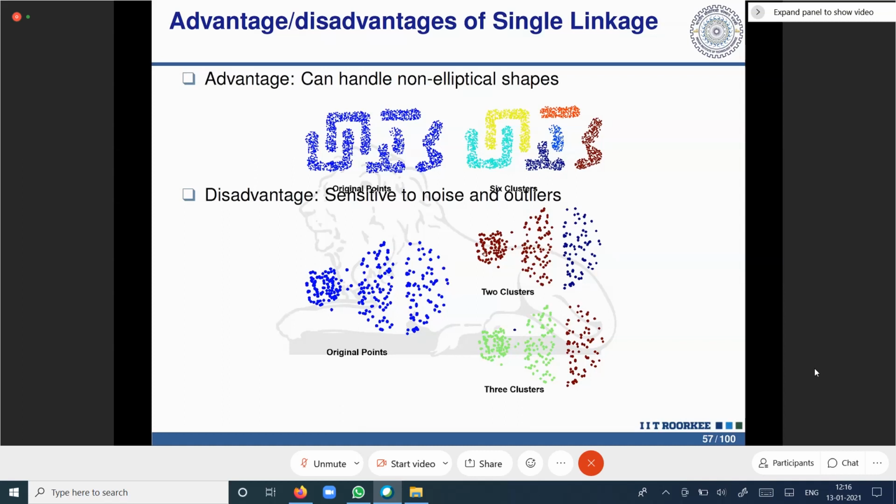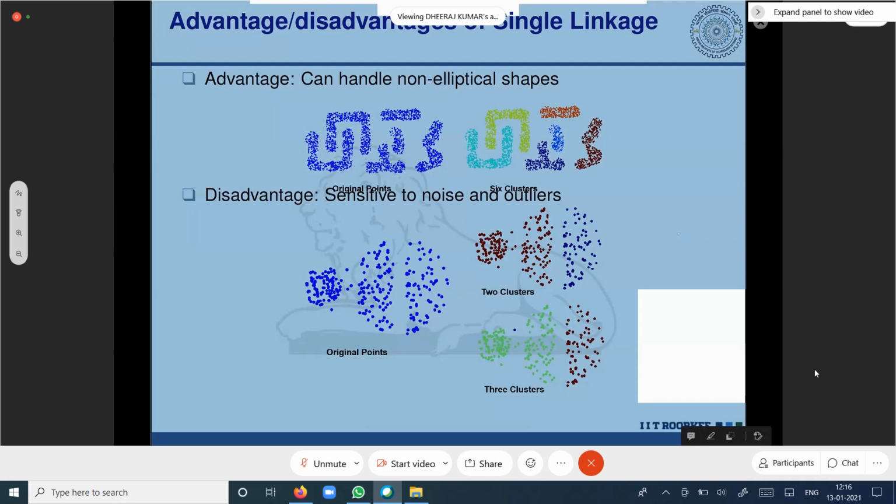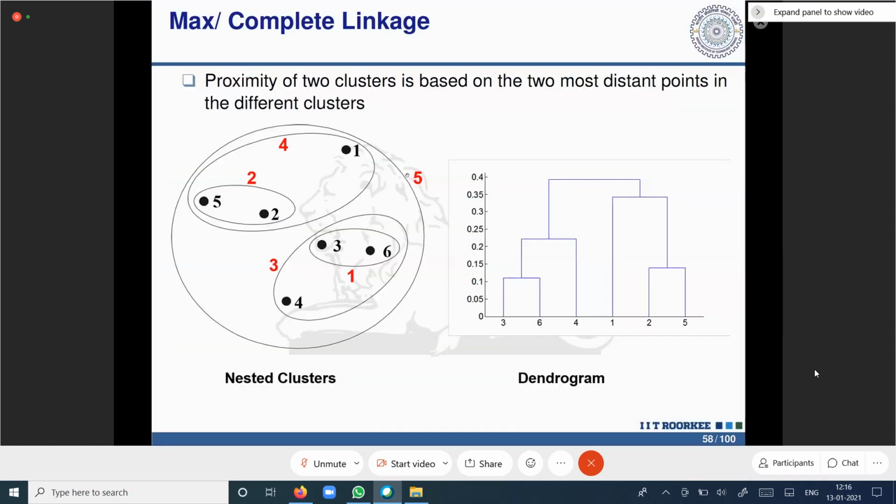Disadvantage, it is sensitive to noise and outliers, right? So if there are some noise points, it generates bad results. For example, if you have this type of data and you find 2 clusters, it finds them like this. But if you find 3 clusters, this 1 point is declared as a different cluster because it's a bit far away from the 2. So this is the noise point. If you have a noise point, then single linkage does not generate good results.